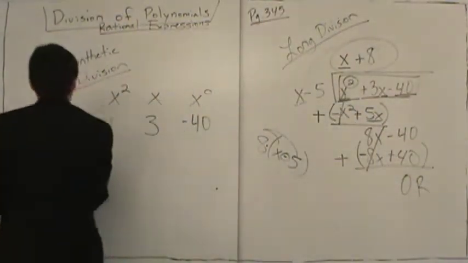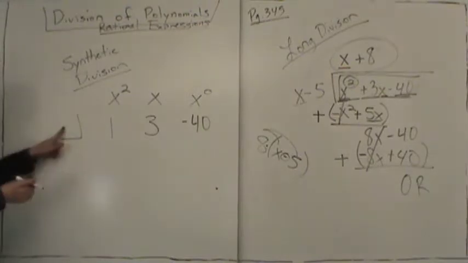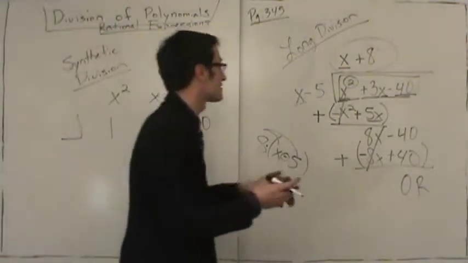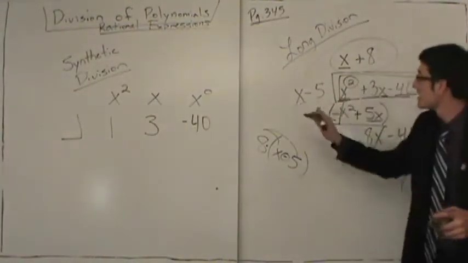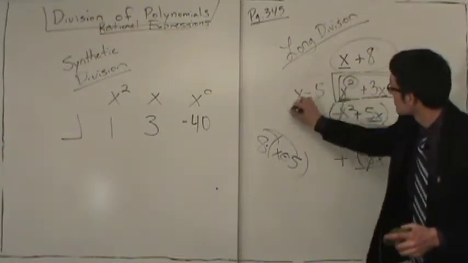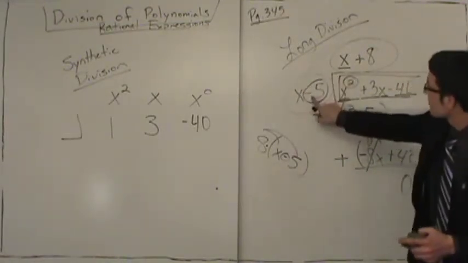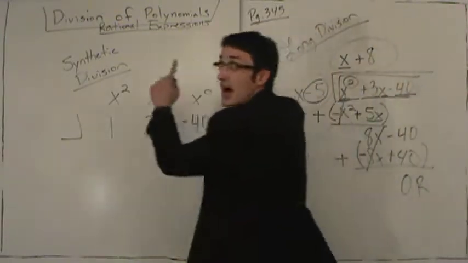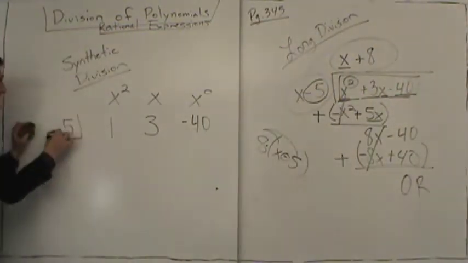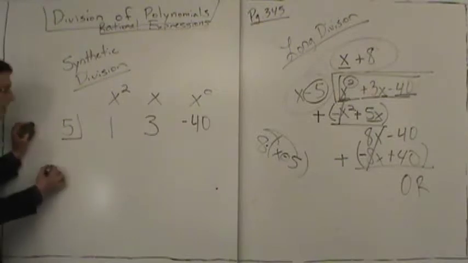And now we put a little half box over here. And in the half box goes the number in the divisor, or I should say the opposite of the number in the divisor. So what is the divisor? The divisor is x minus 5. What is the opposite of the number? Here we have negative 5 in the divisor. Take the opposite of this, which is positive 5. So in the box goes positive 5.